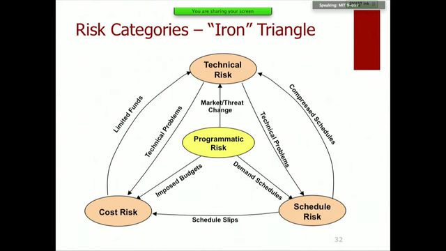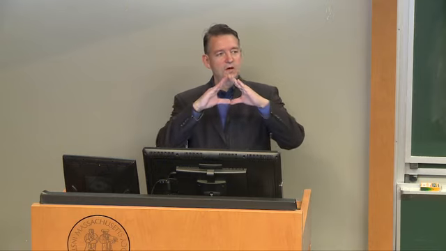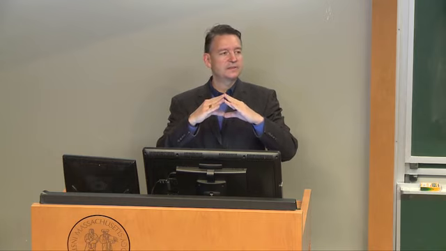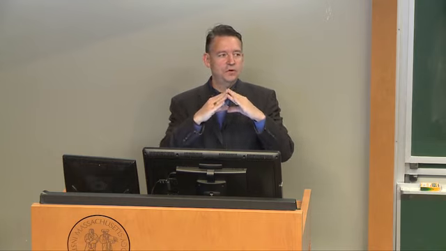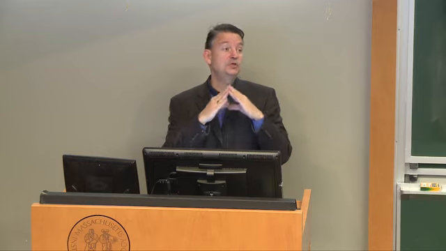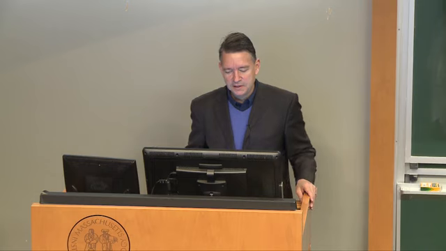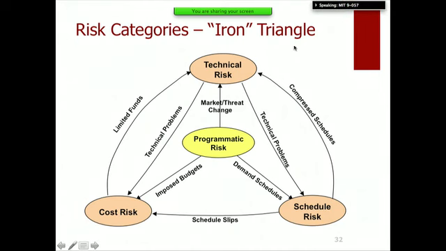Here's another way to organize your thinking around risks, and this is around the iron triangle in project management. We talk about the iron triangle of cost, schedule, and risk, and we call it iron because the idea is that if you constrain all three too tightly, it can be very difficult. It's also referred to as the triple constraint in project management. So the three dimensions here are technical risks, cost risks, and schedule risk.